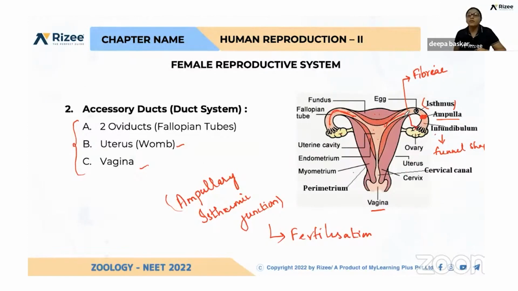And that is how the questions they will ask: which part of the fallopian tube is closer to the ovary? Tell me, which part of the fallopian tube is closer to the ovaries? Infundibulum. And which part of the fallopian tube opens into the uterus? Isthmus. In such a way questions will be asked, and what is the spot of fertilization? They will ask ampullary isthmic junction, or else if you have the option ampulla, you have to select ampulla. Got it? Do you have any doubt in this?